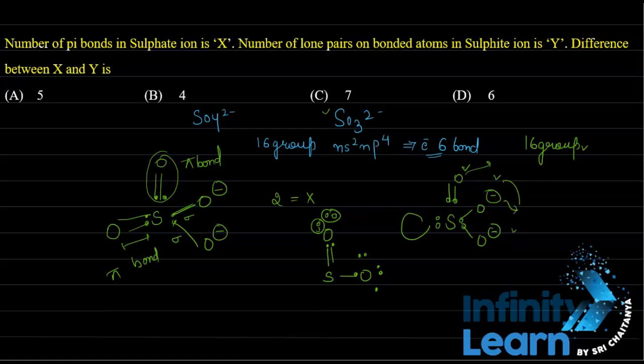The negative charge here means that it has gained 1 electron, so 1 gained electron is here also. The same condition applies to this oxygen. So we have 3 lone pairs present over here, and here also we have 3. So 3 plus 3 is 6, 7, 8. So Y equals 8.